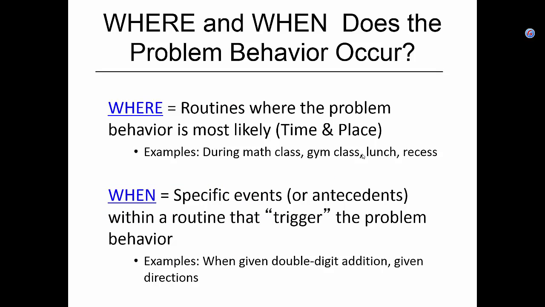So looking at the where and when, the where is going to be thinking about the routine. So where the problem behavior is most likely to occur, the time and place. The examples here are during math class or gym class, and we want to be more specific when we get into that. The when are these specific events or antecedents that occur within that routine that then trigger the problem behavior. So these are things that really signal the behavior is going to occur. So when given double digit addition, when given directions.